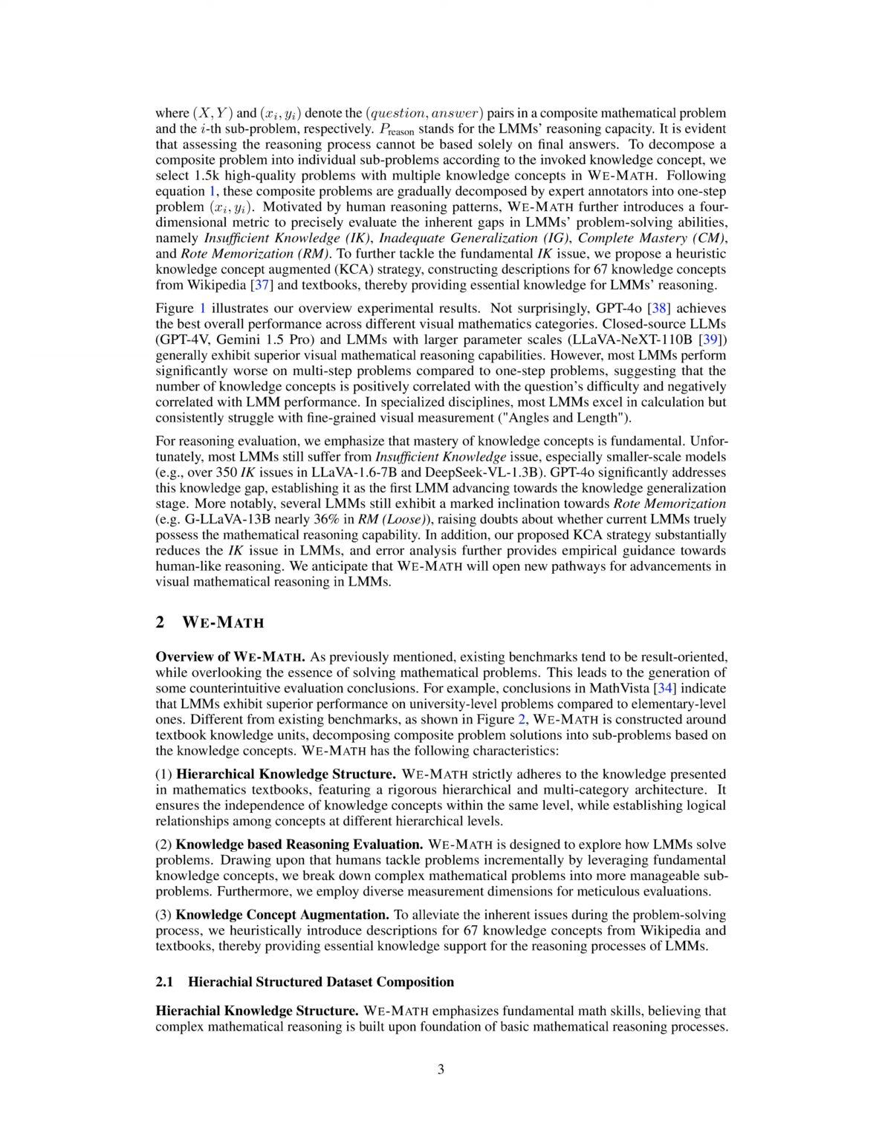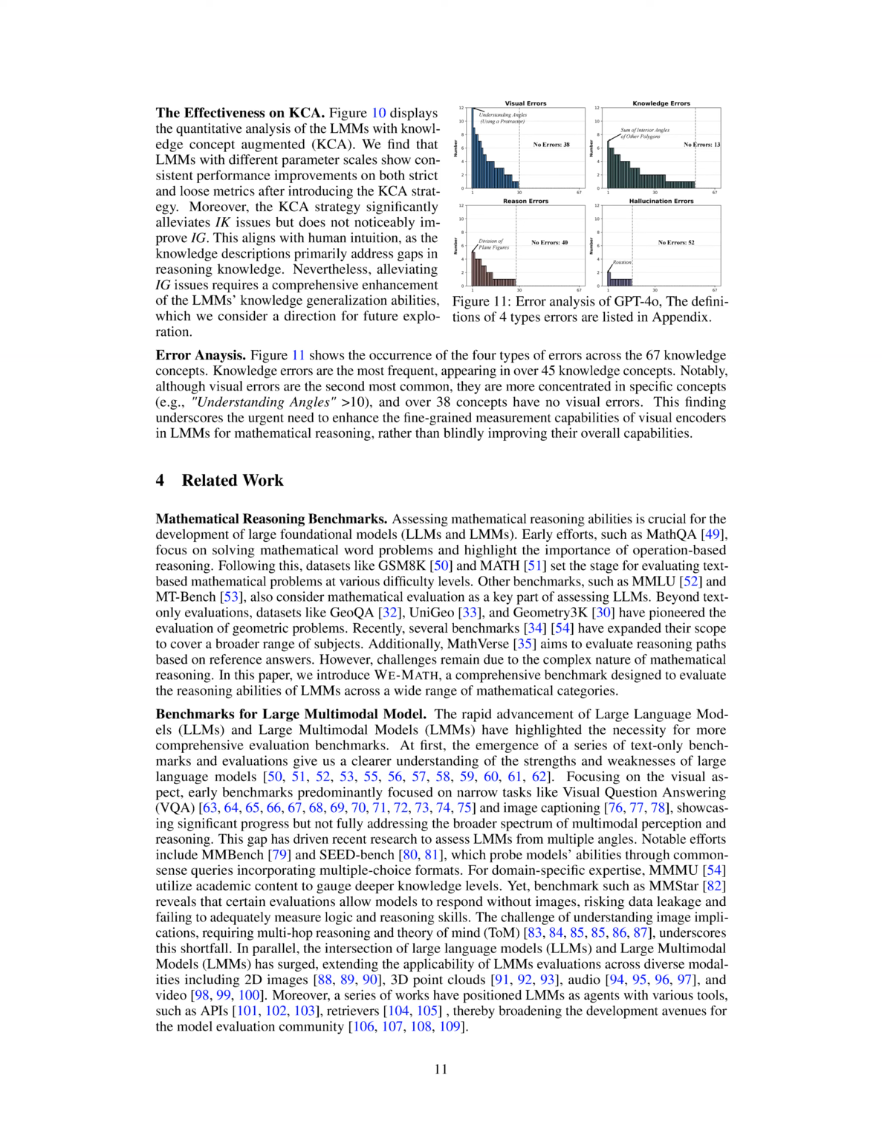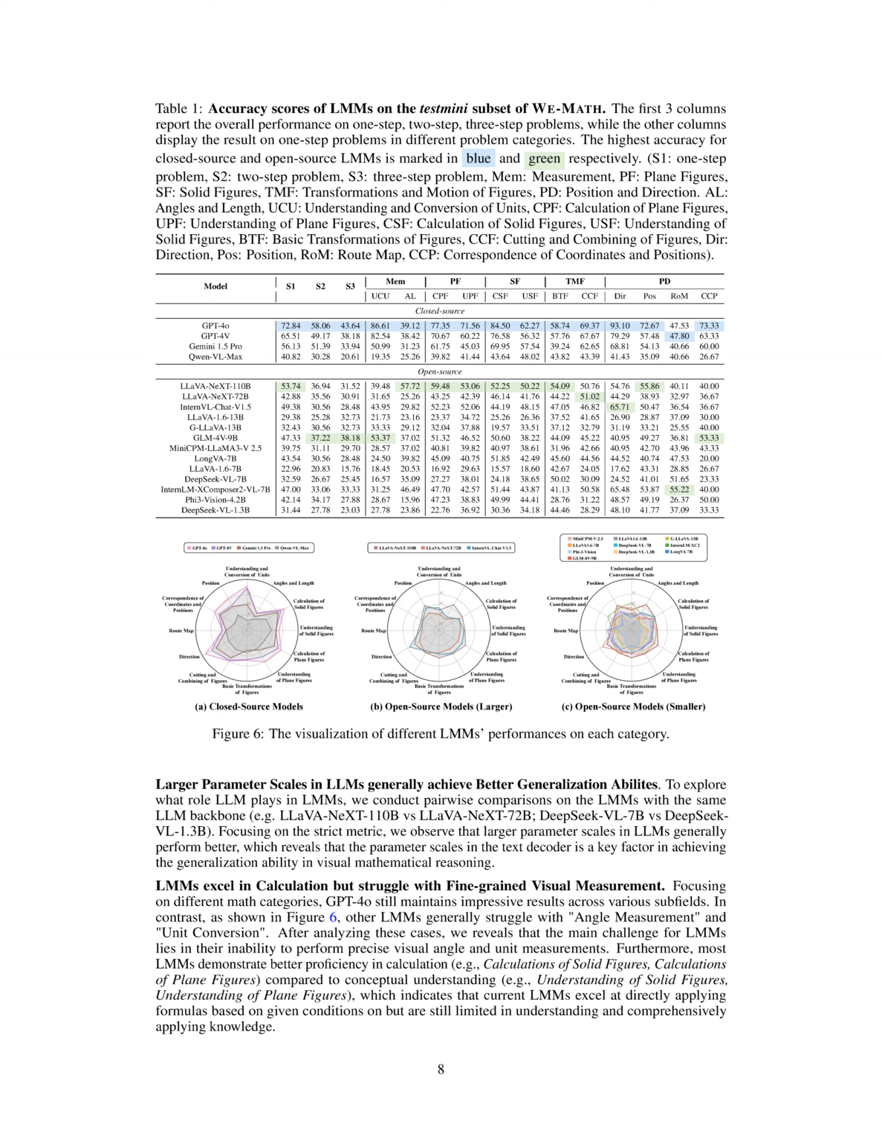The KCA strategy primarily focuses on addressing gaps in reasoning knowledge through knowledge descriptions derived from Euclid's Elements and textbooks. However, enhancing IG issues requires a more comprehensive enhancement of the LMM's knowledge generalization abilities. This limitation is highlighted in the quantitative analysis of LMMs with KCA, where consistent performance improvements are observed on both strict and loose metrics, but the strategy does not lead to significant improvements in IG.